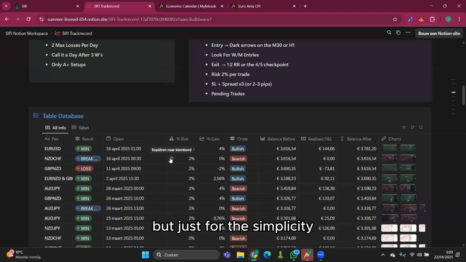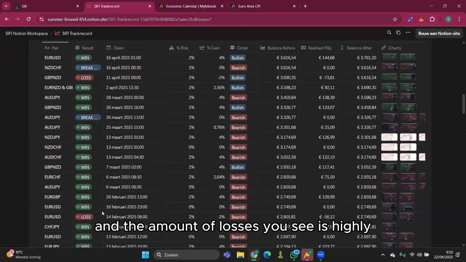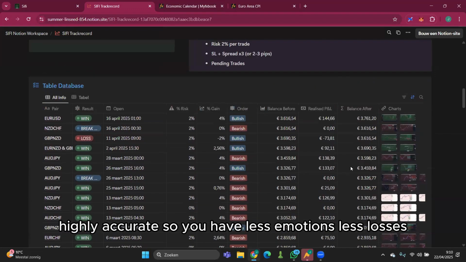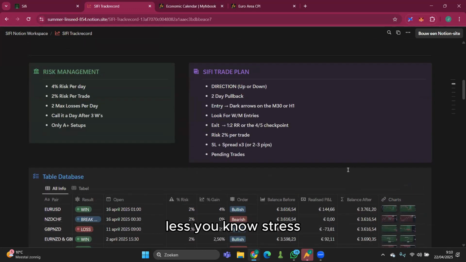But just for the simplicity, I like to have a few trades a week that are highly accurate, just like you can see right here. The amount of wins and the amount of losses you see is highly, highly accurate. So you have less emotions, less losses, less stress. You just take the trade when it comes and you take only the valid trades. So you have the highest chance of being very, very profitable.